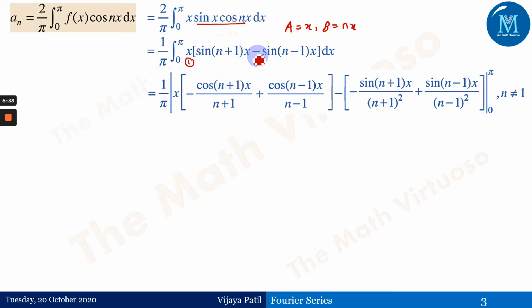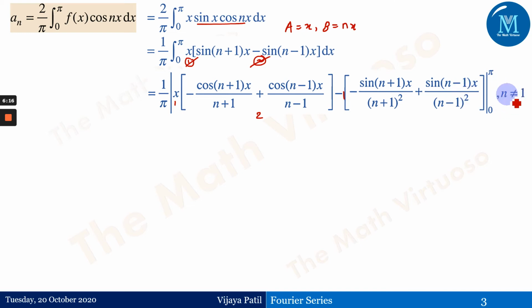But it is not required if we do it in a proper way. So the first function as it is, into integration of the second function, would give me minus cos of n plus 1 times x upon n plus 1 plus cos of n minus 1 times x upon n minus 1. So first function as it is into integration of the second, minus, now this entire square bracket becomes the second function. Differentiation of the first function is 1, and integration of the second function would give us minus sine of n plus 1 times x upon n plus 1 the whole square plus sine of n minus 1 times x upon n minus 1 the whole square. It is from 0 to pi, n not equals to 1, right?